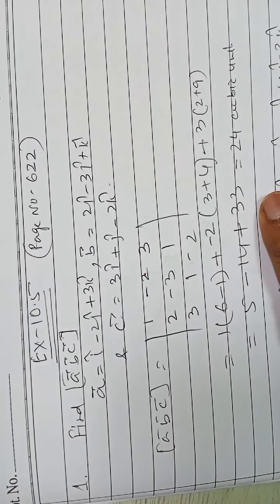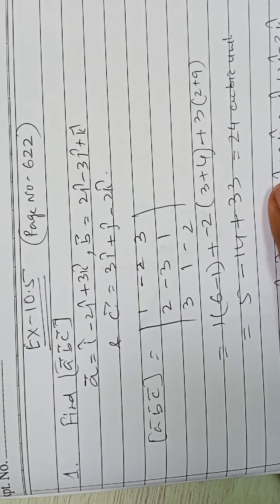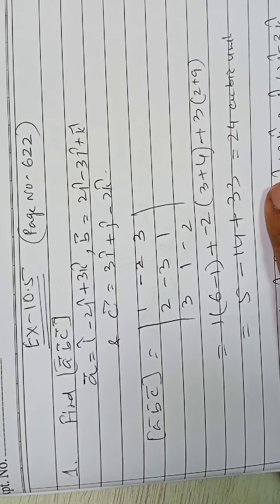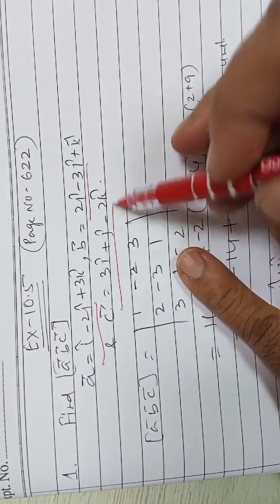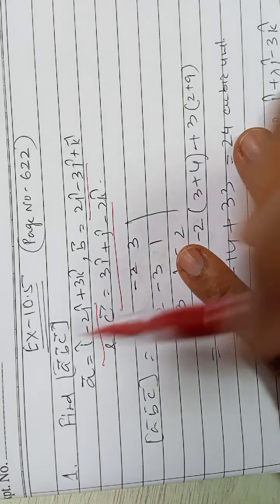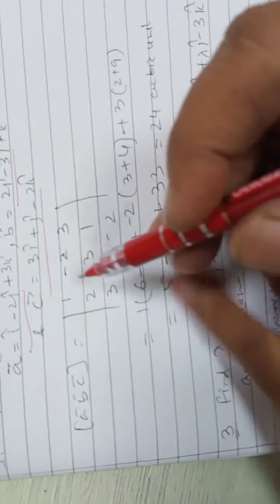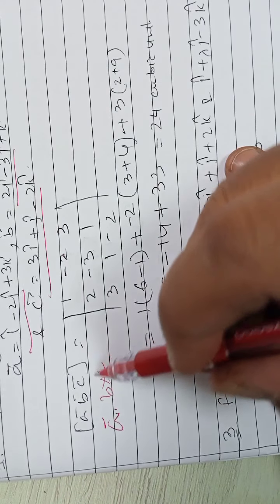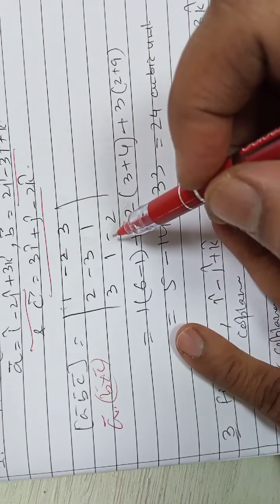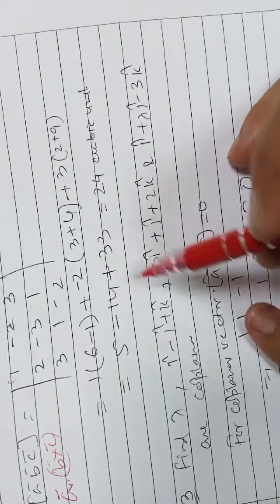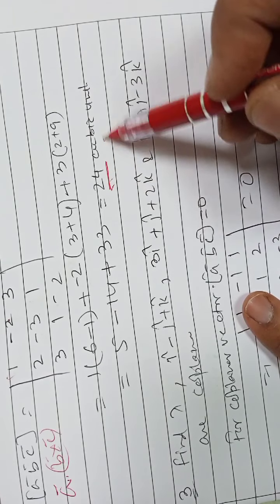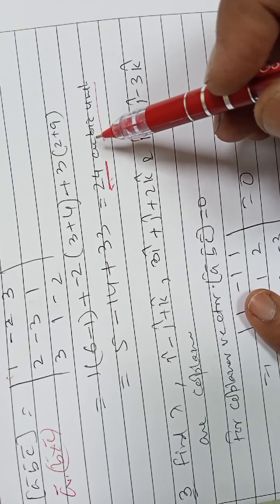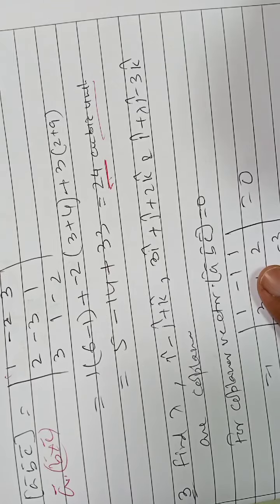Now let us start exercise 10.5, page number 622. Three vectors A, B, C are given, and we have to find the box product of ABC. Box product of ABC means the determinant of A dot B cross C. Directly write the components in determinant form, then open it. What we are solving here, 24 cubic units comes. It is a parallelepiped, so it comes.